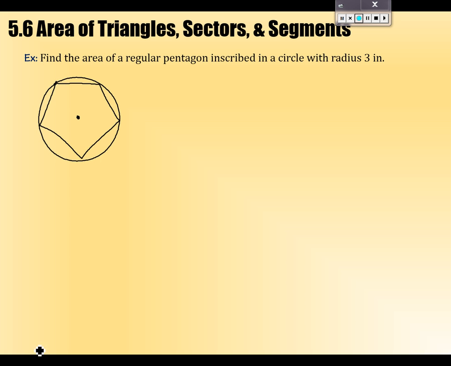Oh, that's not very good. I gotta try again. I don't know, something like that. That's still not perfect. Oh, that's what it looks like. I drew a house.